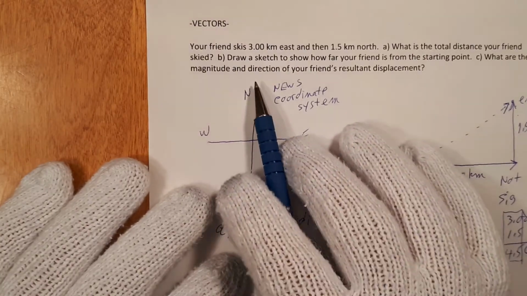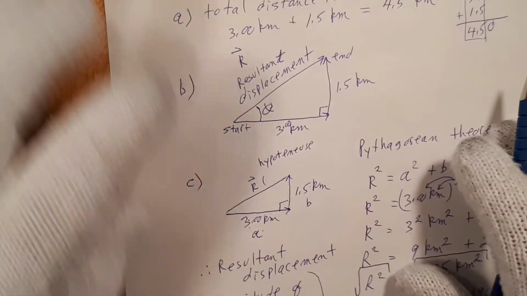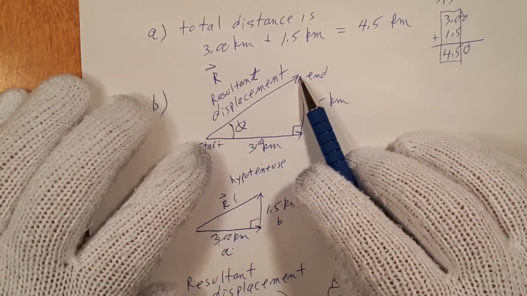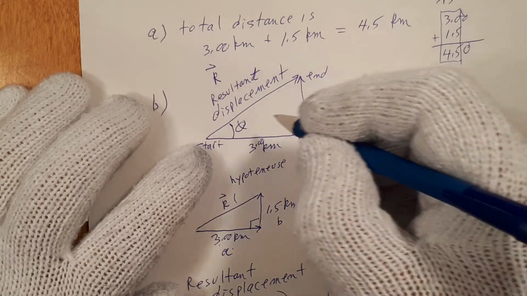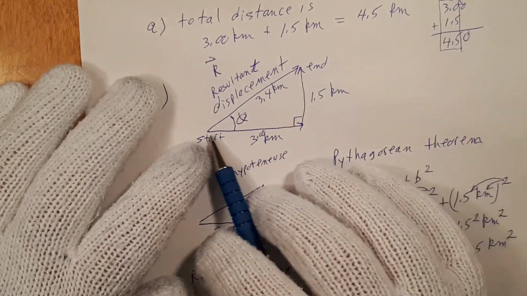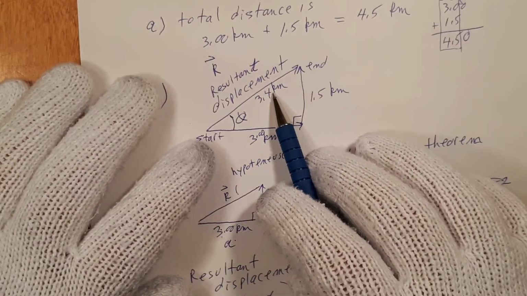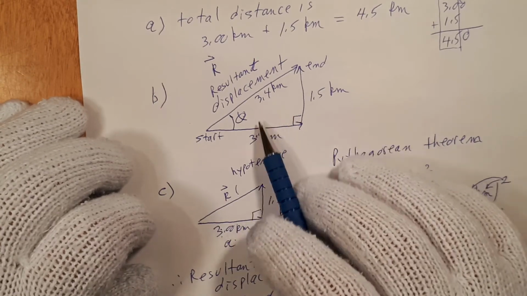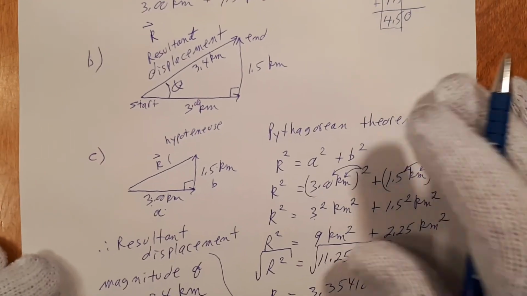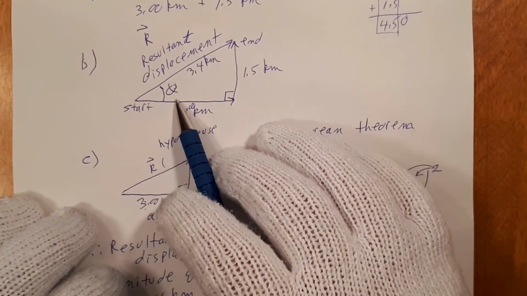Now, part C also has another portion to it, and we need to find the direction. So we know the size of this vector right here, the resultant displacement, is 3.4 kilometers. And that makes sense. This length here is 3 kilometers, 1.5. This should be just a little bit greater than the 3. So that makes sense. Now we need to find this angle right here, because vectors have both magnitude, here's the magnitude, and a direction. So we need to find the direction.